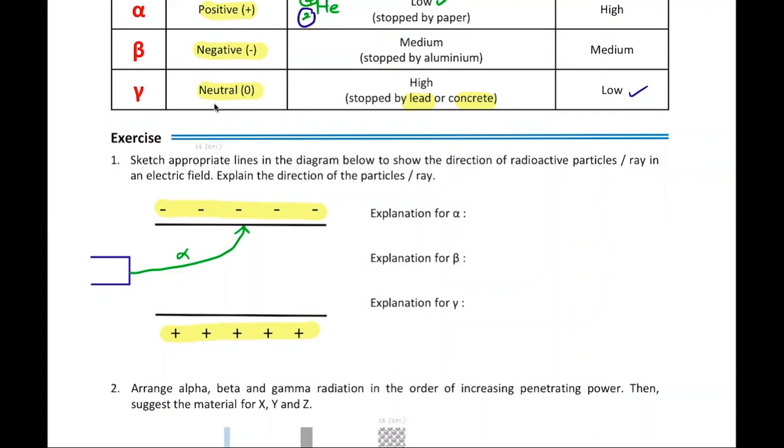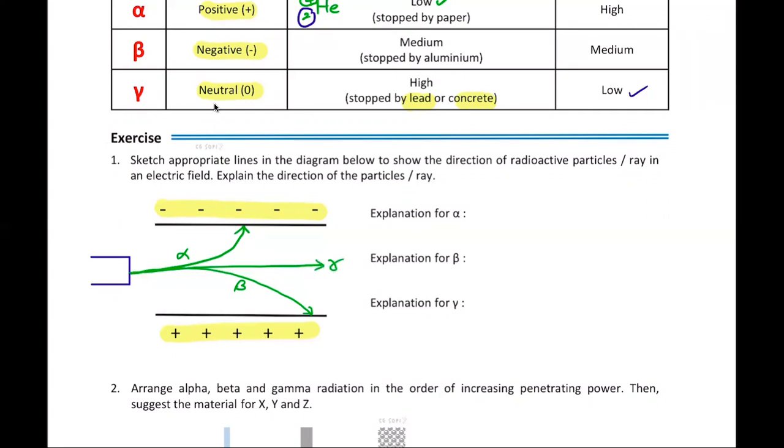Next, for beta particle. Beta particle is negatively charged because it is an electron. So it will be deflected towards the positive plate. Right? So this one is beta. And what about gamma? Gamma is a straight line. Yes, because it doesn't have any charge. So it will just go straight. Okay?